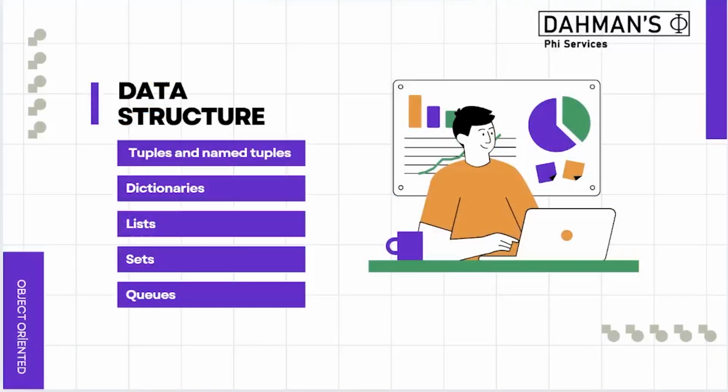Number of the outline we'll be covering. First, we'll be looking at a type of data structure called tuples and named tuples. Then we'll be looking at dictionaries, lists, sets, and queues. I think these are the most important and popular types of data structure you will encounter, not only in Python, but in most programming languages, in the way we structure and store the data. Let's move on and discuss the first outline, and that is tuples and named tuples.